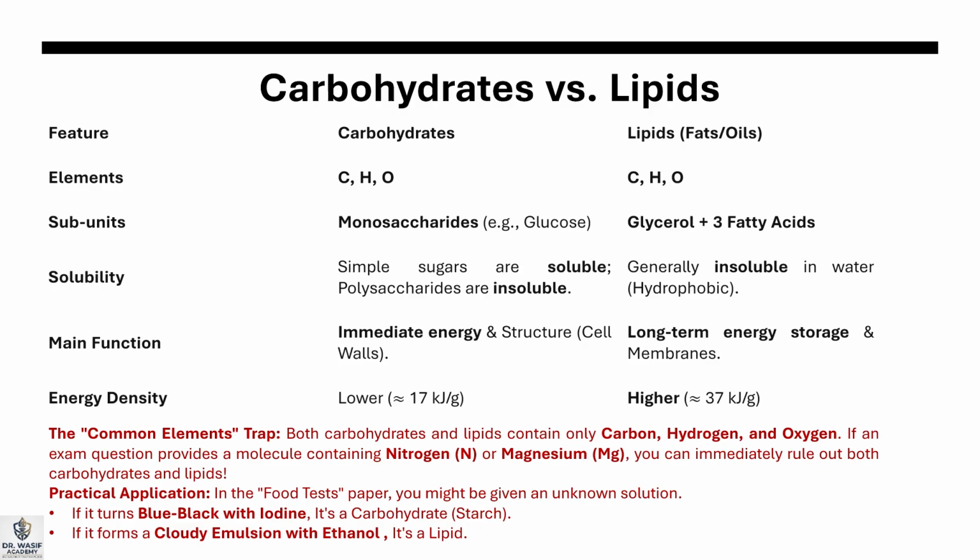And finally, for your practical papers, remember the identity check. If the mystery solution turns blue black with iodine, this is carbohydrate, specifically starch. If it forms that cloudy white emulsion with ethanol, you have found yourself a lipid. If you master this table, then you can get good marks. And finally, you have covered half of biological molecules. Once again, I want to clarify here that you should not be confused with the iodine test. We shall discuss this iodine test in detail later in this chapter.